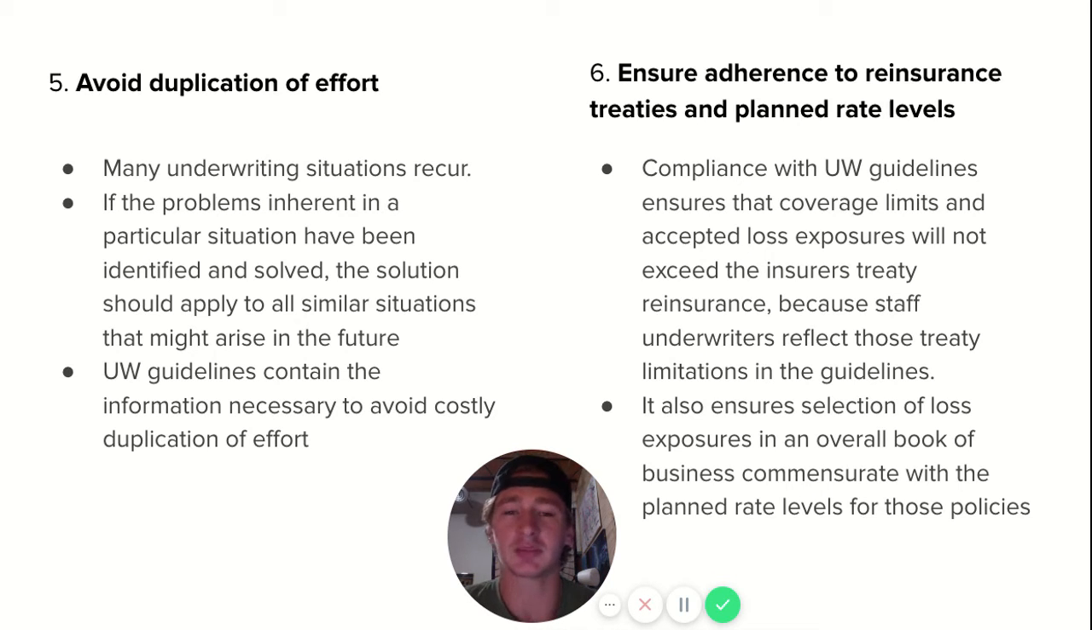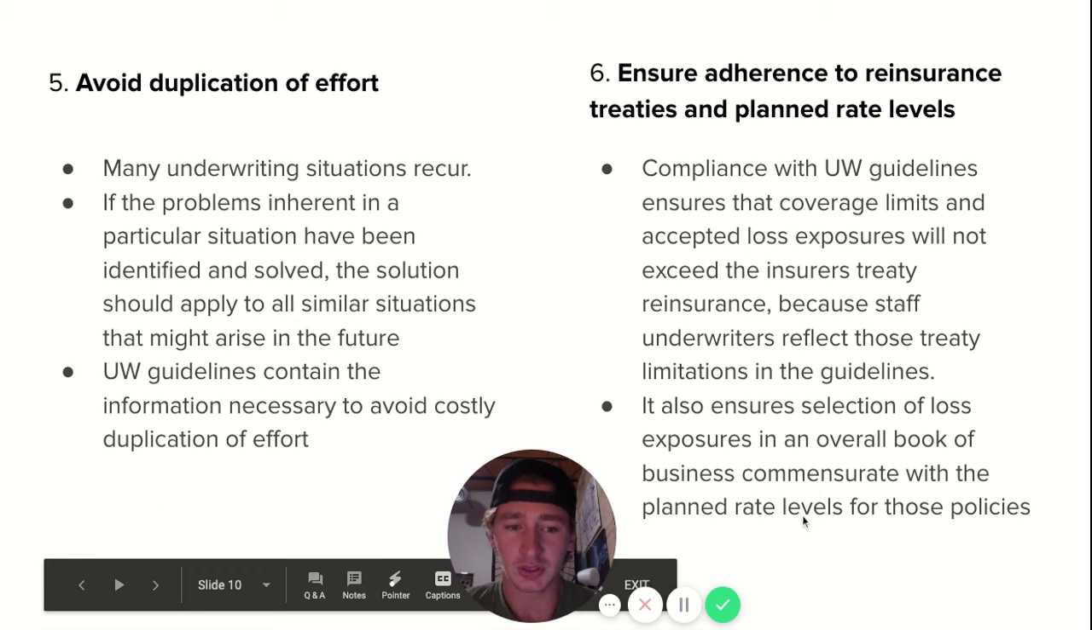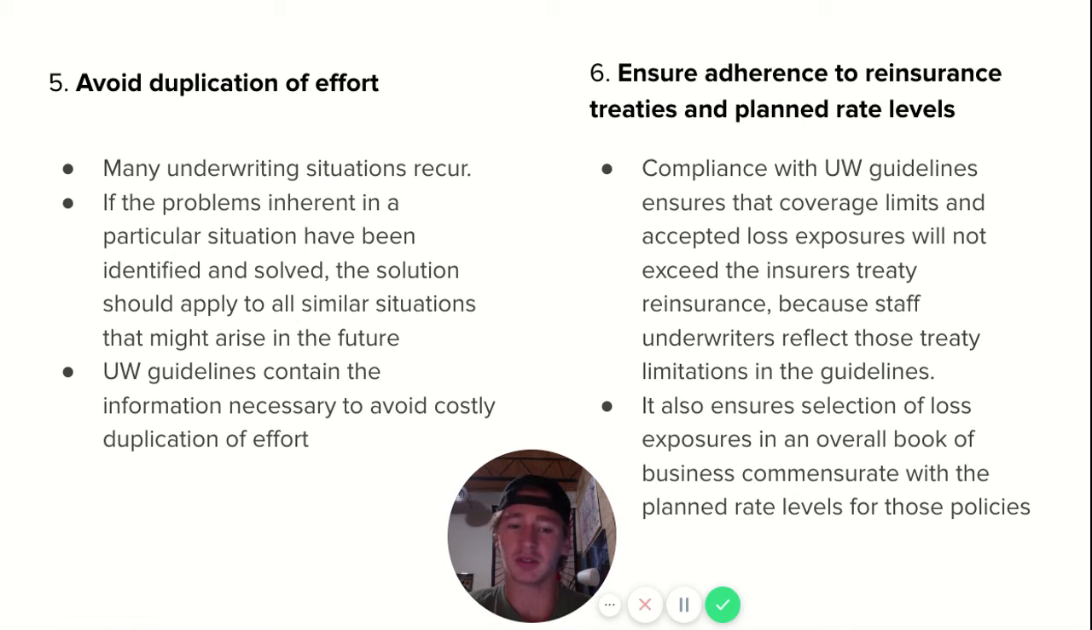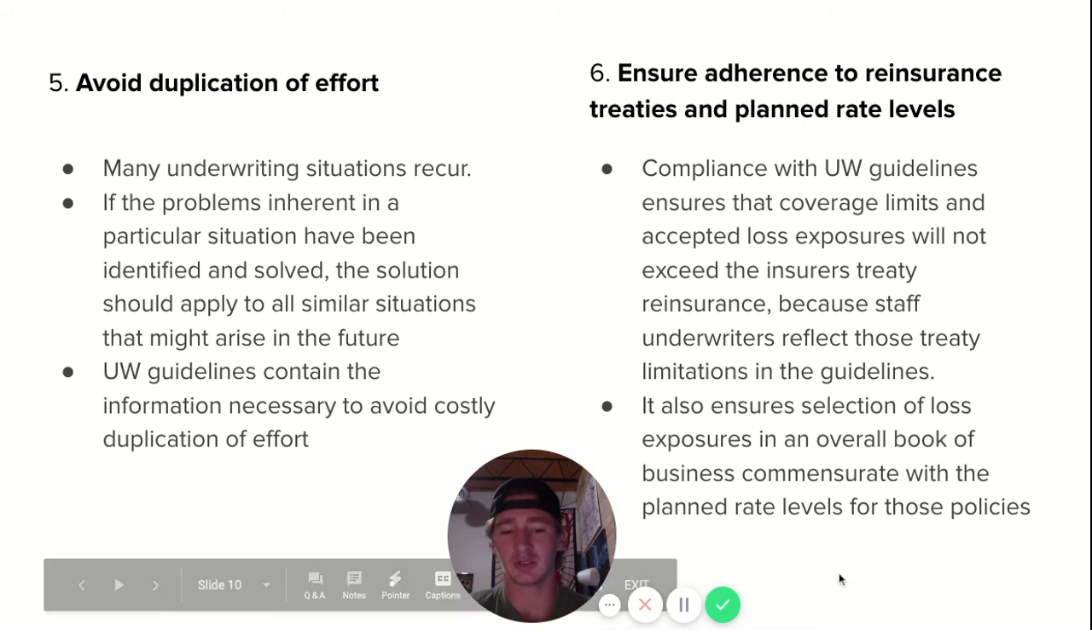And number six brings us to this: under the underwriting guidelines, they ensure adherence to reinsurance treaties and planned rate levels. So what this means is that compliance with underwriting guidelines ensures that coverage limits and accepted loss exposures will not exceed the insurer's treaty reinsurance. And this is because staff underwriters reflect those treaty limitations in the guidelines. And it also ensures selection of loss exposures in an overall book of business commensurate with the planned rate levels for those policies so they stay consistent.